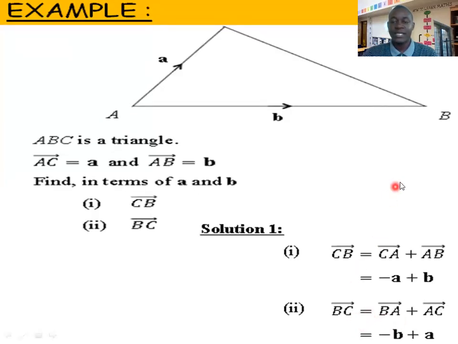Vector BA is not given, rather we are given vector AB. So vector AB is B, therefore vector BA is going to be the negative of AB. So that's why we have minus B. Meanwhile, the vector AC is given to us. You can see right there in the diagram, that's A. So we have vector BC to be the same thing as vector BA, which is minus B, plus vector AC, that's plus A. So that gives us minus B plus A, or A minus B.